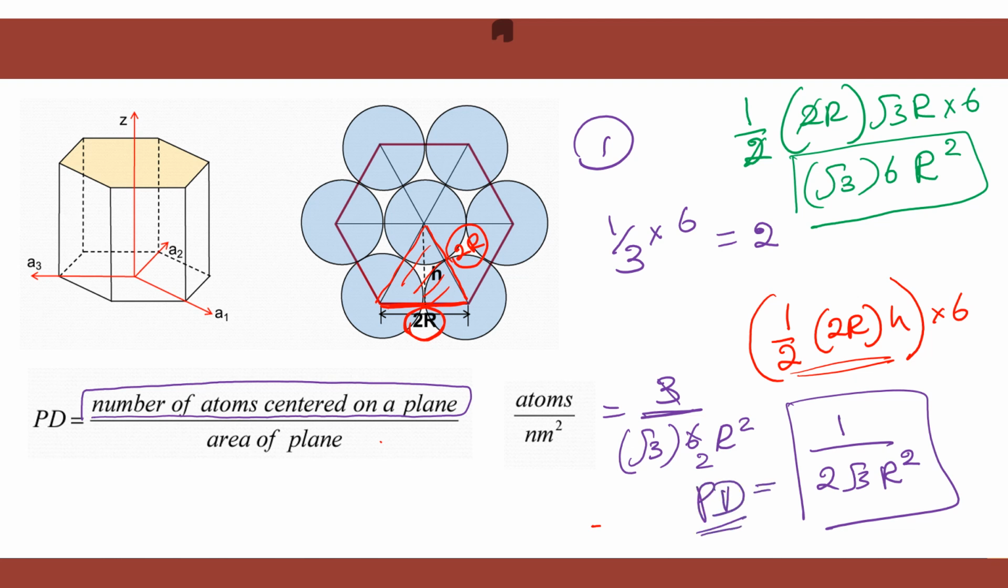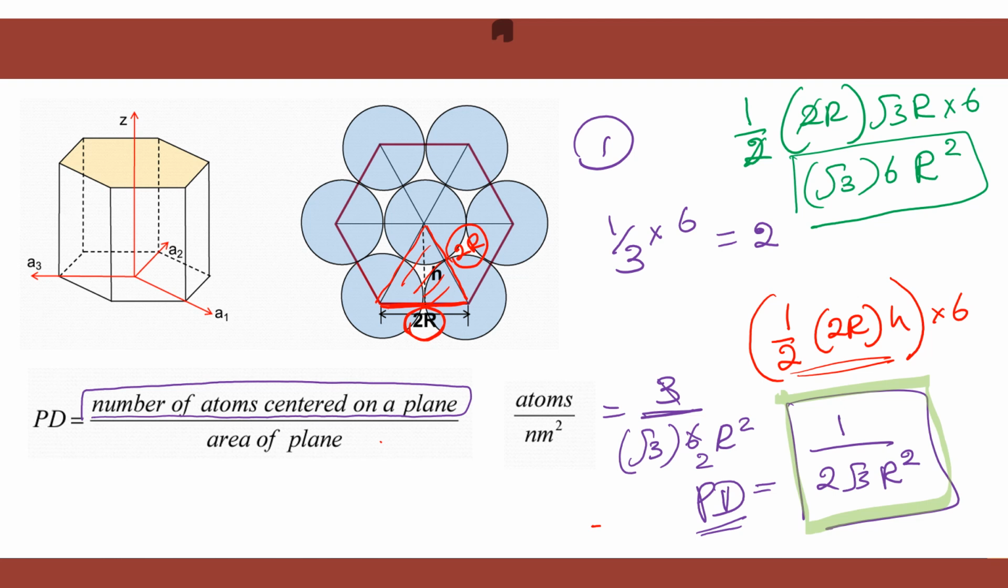Agree? Any question? That's not materials. This is just maths. Finding areas. Finding the area of a hexagon is not materials. It's your maths. Is that right? So you guys already know it. Any question? So our planar density will be this.